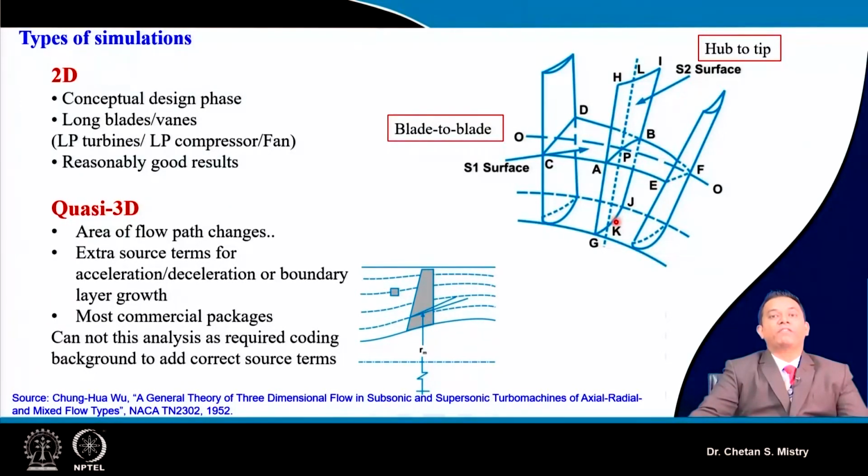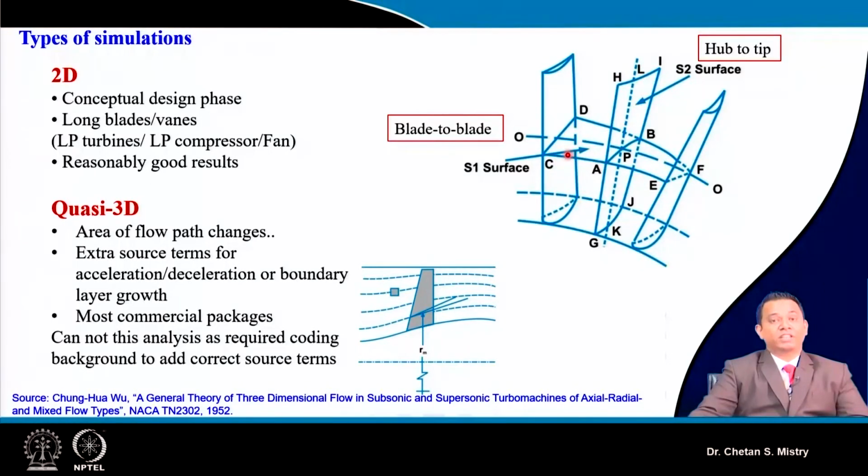So this gives us details of how my flow varies from hub to tip, how my flow angles vary from hub to tip. Sometimes people call this through flow analysis. This gives the details about through flow analysis, and that is called the S2 surface. There is another approach, the S1 surface. This gives the details about the flow from blade to blade. It is used to analyze what is happening within the blade passage.